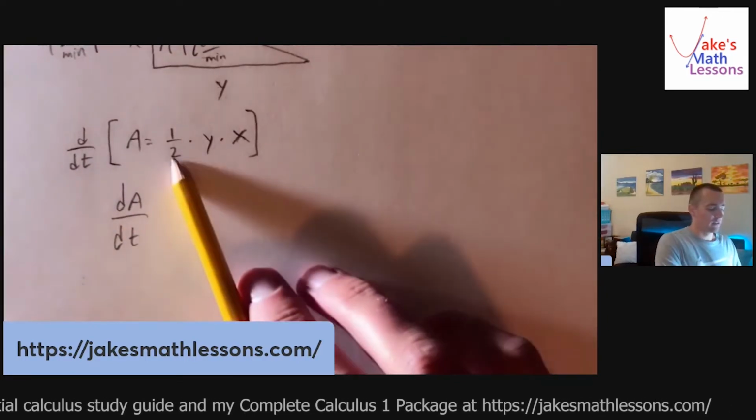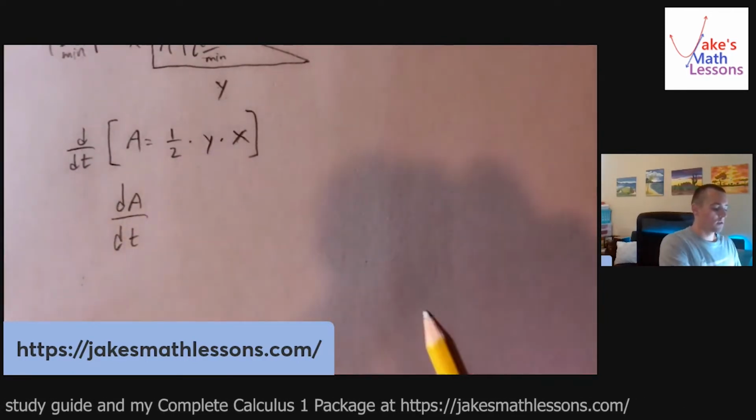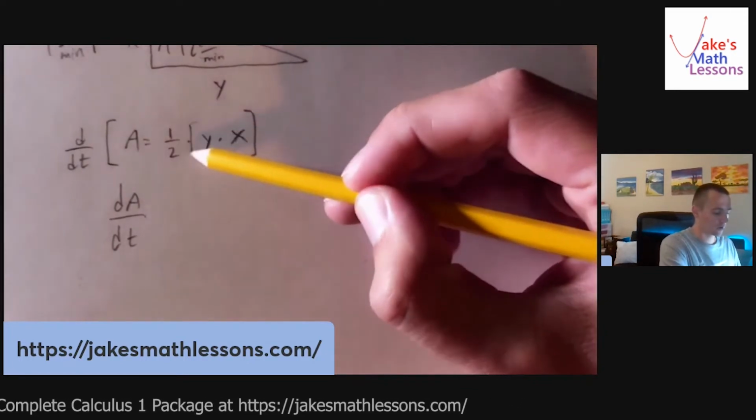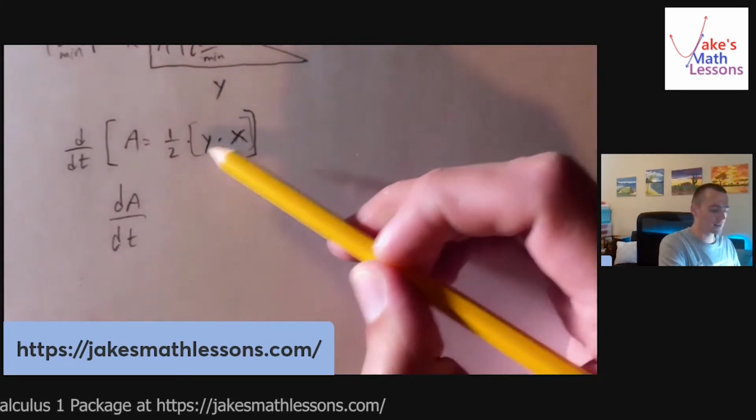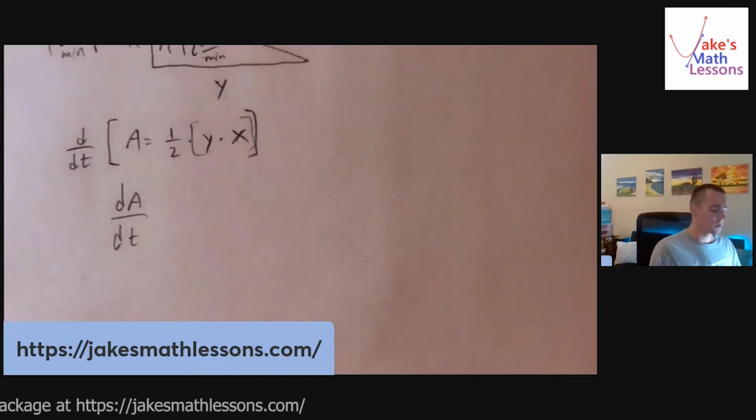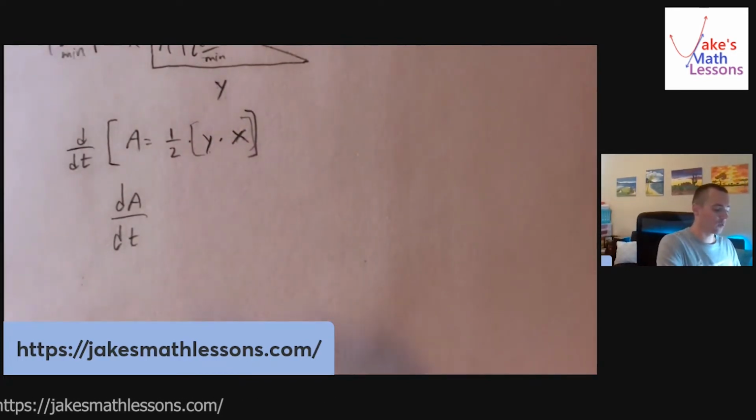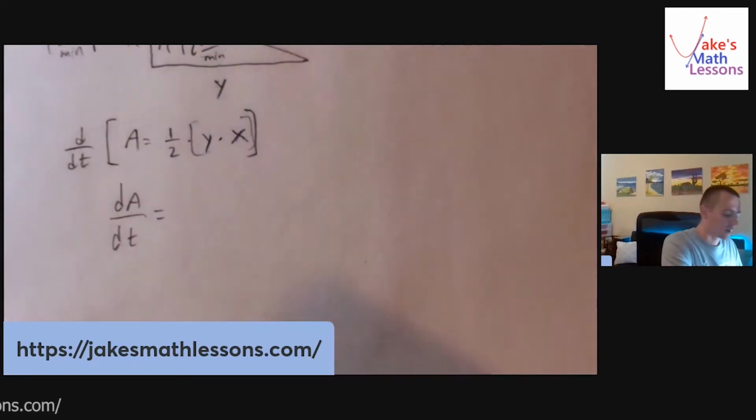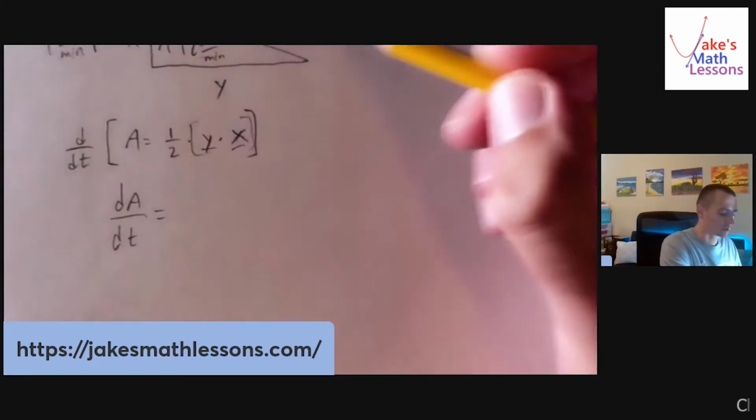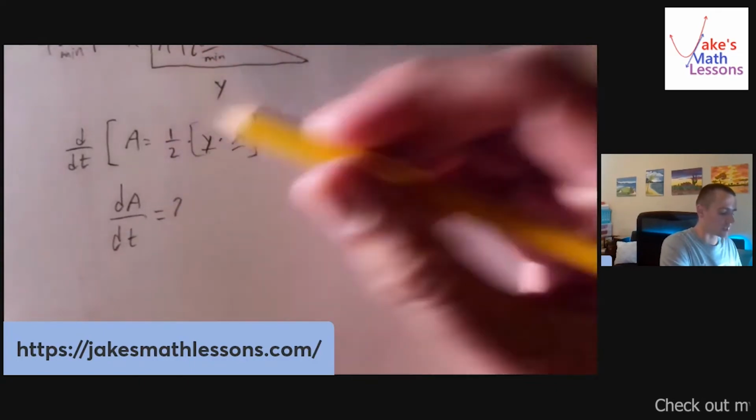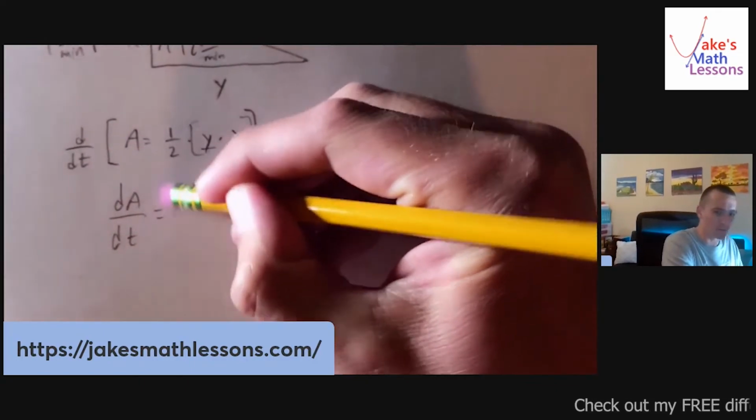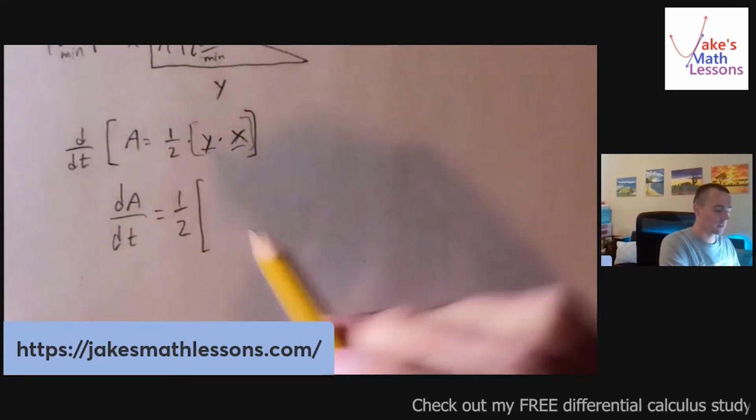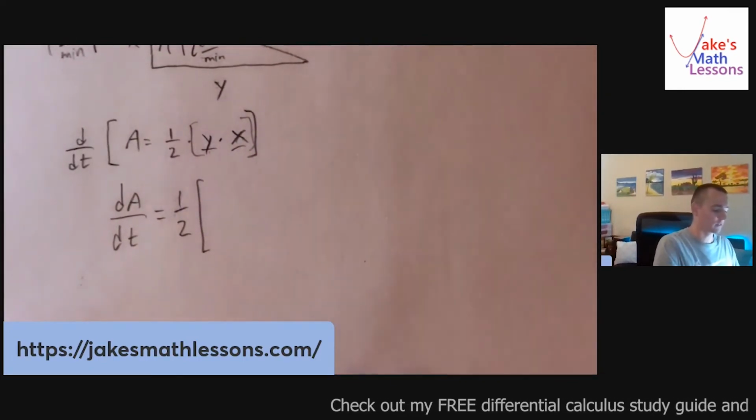So now to take the derivative of the right side of our equation, you can see again, like our last example, we're going to have product rule here because we have y times x, which are two separate functions. So when we're taking the derivative of 1/2 times y times x with respect to time, we can keep this 1/2 out front, take the derivative of y times x, and then multiply 1/2 times that whole derivative.